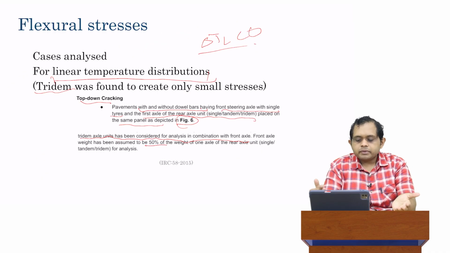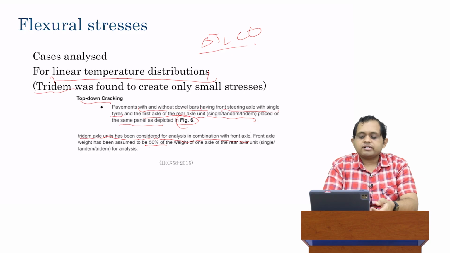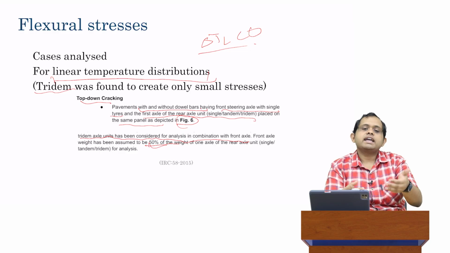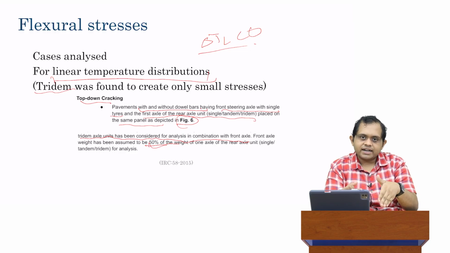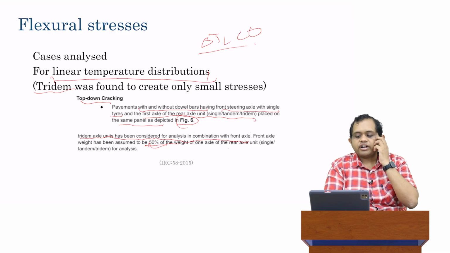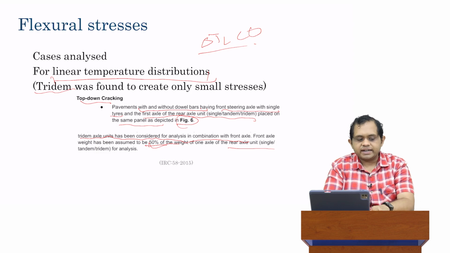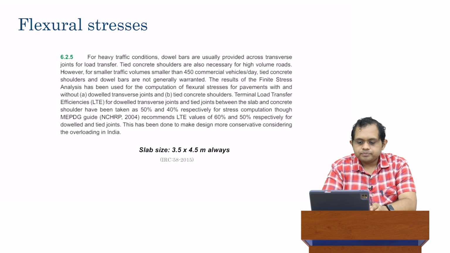Nonetheless, sticking to just explaining what happened in IRC 58, this was the assumption which was made: that the front axle weight, or the steering axle weight, is 50% of the weight of one of the rear axles. So if it's a single axle in the rear, it's 50% of that. If it's a tandem axle, then it's half the tandem axle and half of that. If it's a tridem axle, then it's 1/3 of the tridem and half of that. That gives you the weight of the front axle. Those are the assumptions made over here.